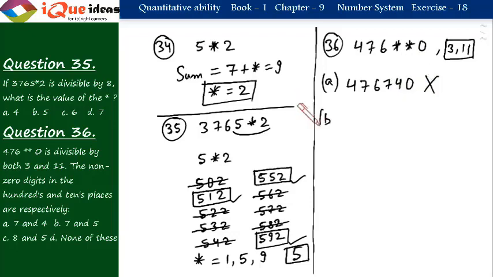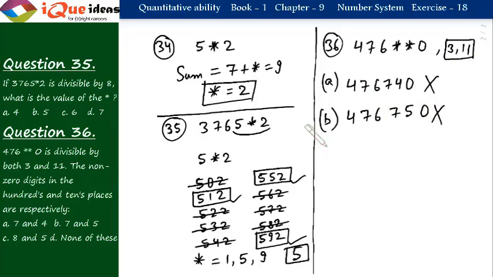Then let's take option B. It says 7 and 5. Put it in the places of star. 476750. Check whether it is divisible by 3 or not. 4 plus 7 is 11 plus 6 is 17 plus 7, 24 plus 5, 29. Is it divisible by 3? No, it is not divisible by 3. So there is no need to check for 11 also.